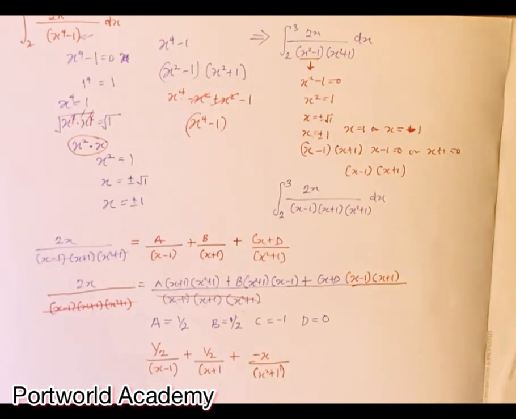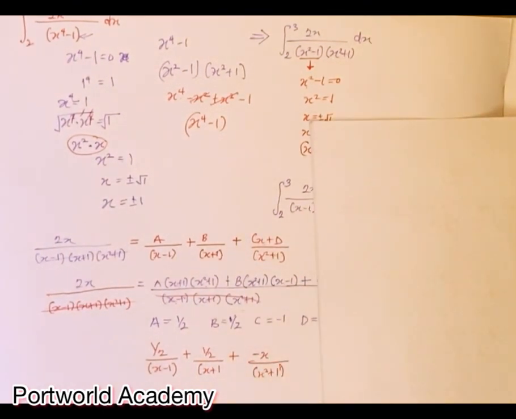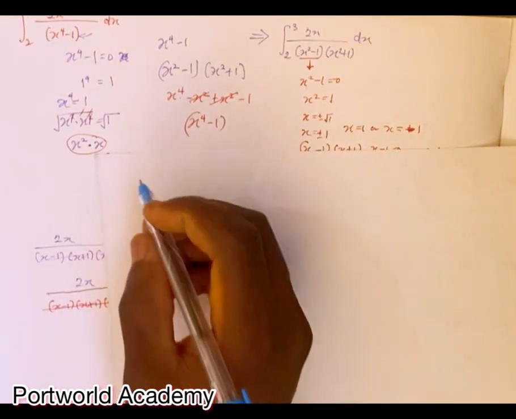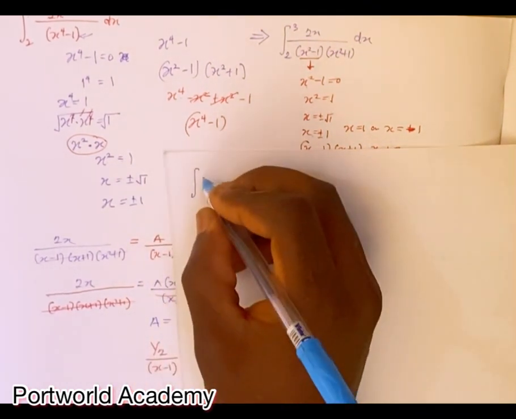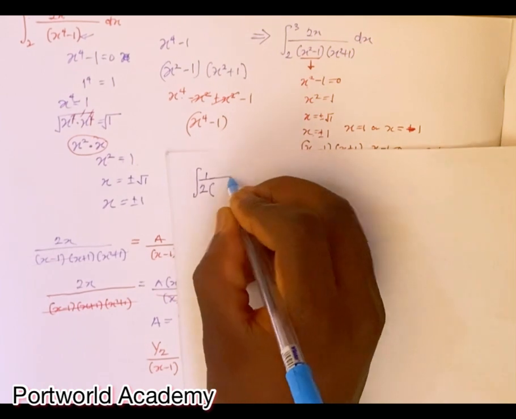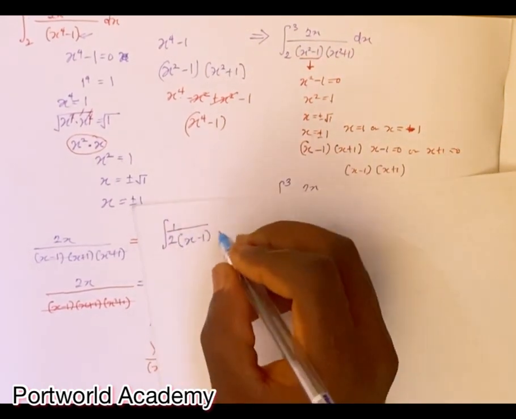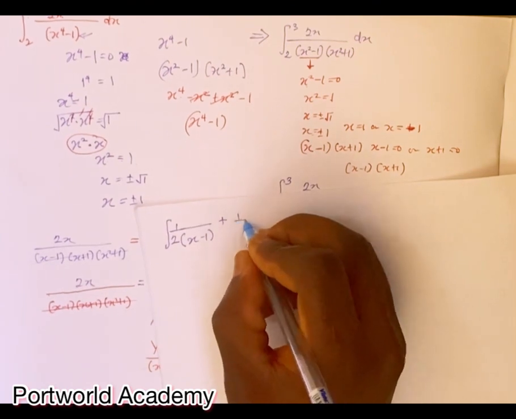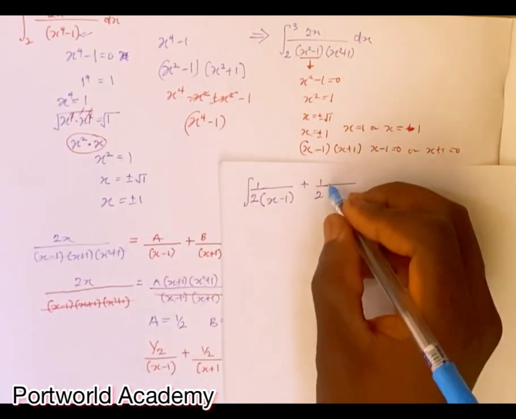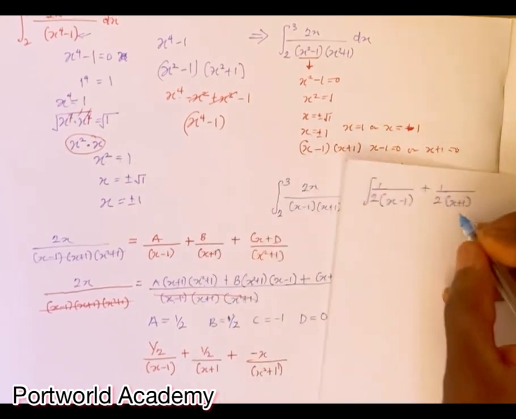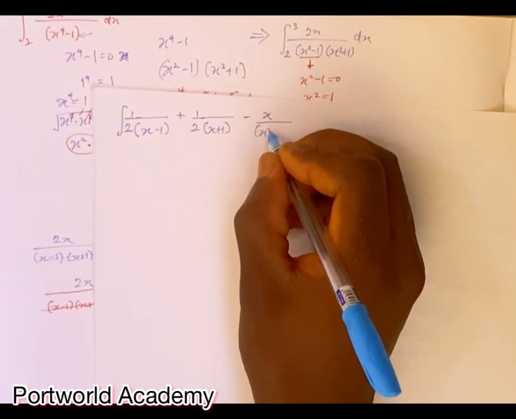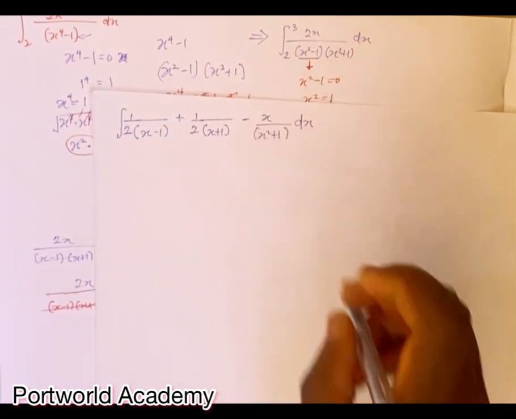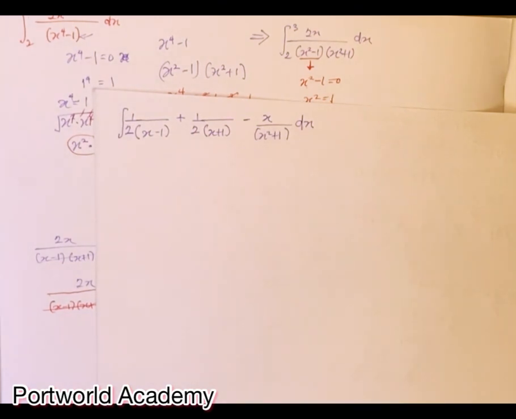It's actually making sense. So now let's go ahead and introduce our integral sign. I'm going to have the integral, and I'm not going to put limits in this case. I can just bring down my 2. I'm going to have 1 over 2 into brackets x minus 1, then plus, again, 1 over 2, bringing down my 2, then x plus 1, then again minus x divided by x squared plus 1, then dx. It's very simple, right? All the best. So now let's go ahead and integrate this.